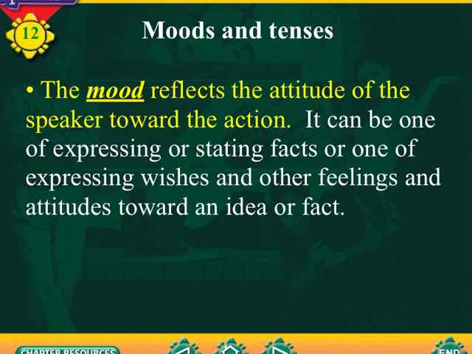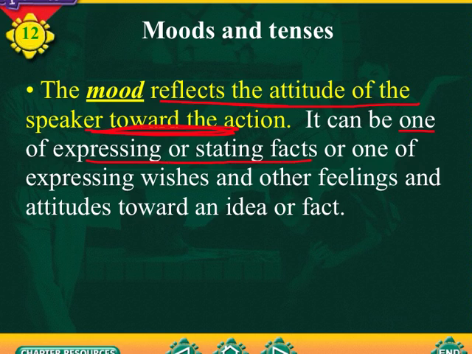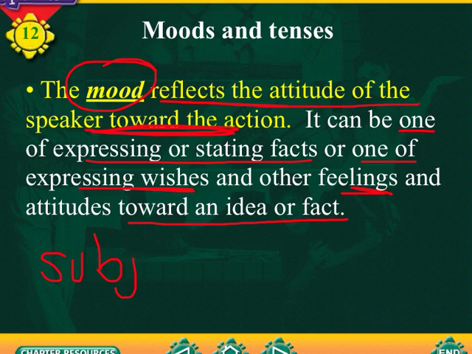So a mood, and languages do have moods, reflects the attitude of the speaker toward an action. So what kind of attitude? Well, it could be one of expressing or stating facts, or one of expressing a wish or other feelings toward an idea or a fact. That's what a mood is. It's real important that you get this concept down, because what we're going to learn is that the subjunctive is not a tense, it's a mood.